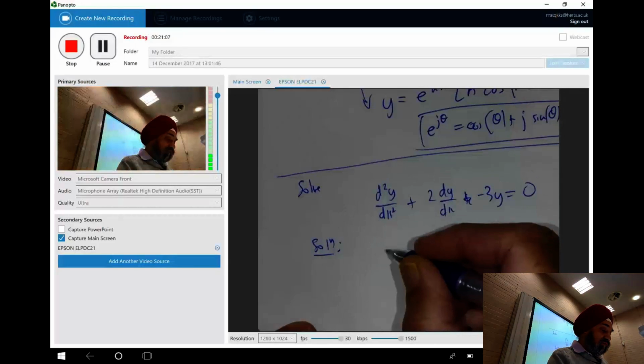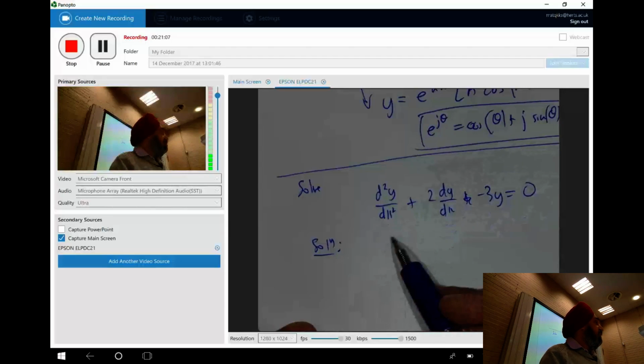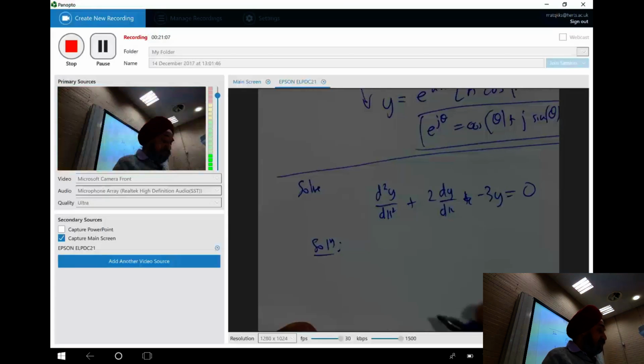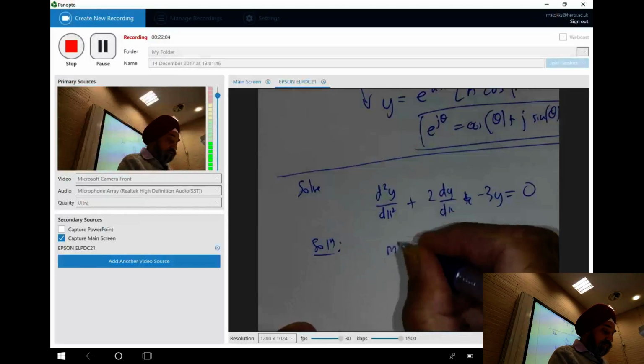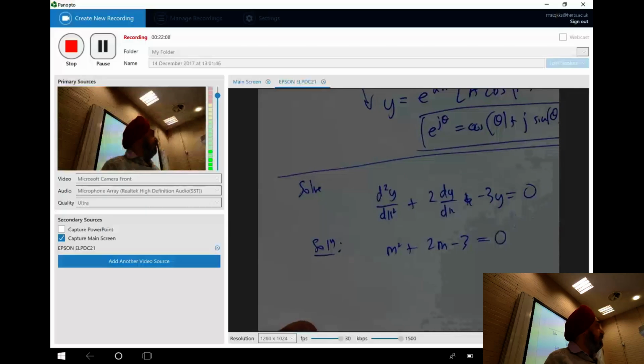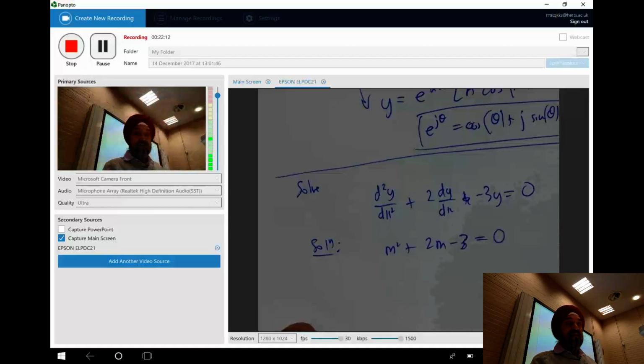Y equals e to the mx, yes, but we don't want to do that each time. You can do it directly now. So m squared plus 2m minus 3 is equal to 0. That's why we get that quadratic. Now, how do you solve that quadratic?